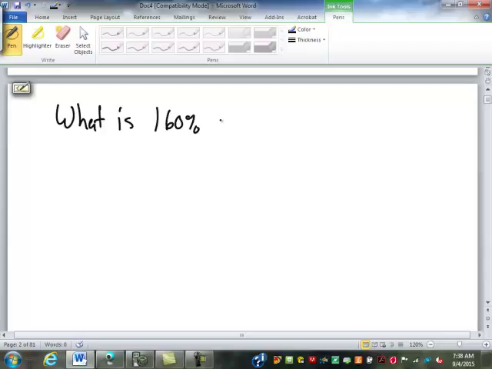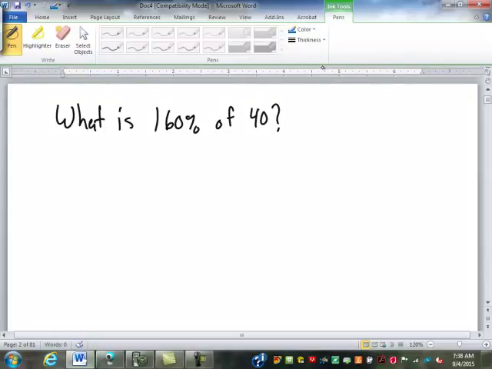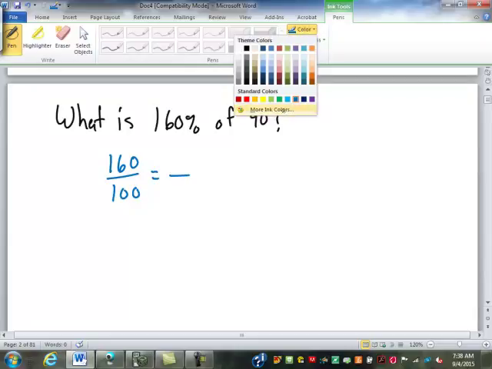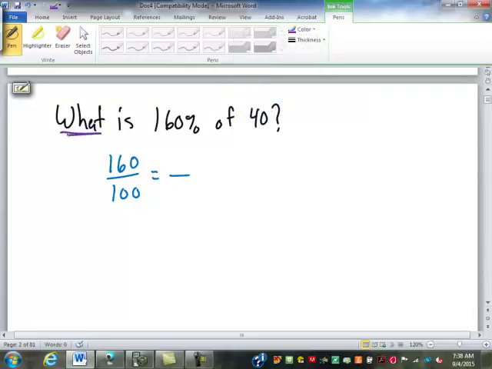We could ask, what is 160% of 40? This is really an identical problem, just slightly set up differently. We have 160%, which is 160 over 100. On the other side now, we have the what, or the missing number, and we have the 40. What is 160%? So that missing number goes with the 160. Again, of 40, you can think of it as out of 40. That implies the 40 goes on bottom.